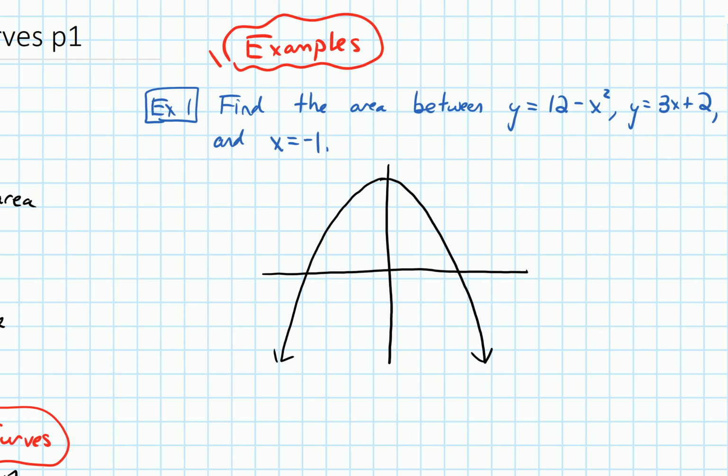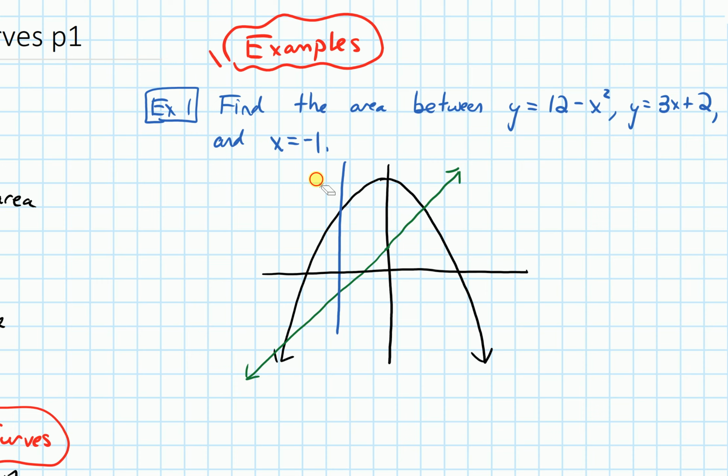Okay, and then for y equals 3x plus 2, I know that graph is a line, and the y-intercept is 2, so somewhere positive, and the slope is also positive, so the line should look something like this. And then I also need to draw x equals -1, which is also a line. But what I don't quite know is whether x equals -1 is like here, or is it on this side? And it can be helpful to know that.